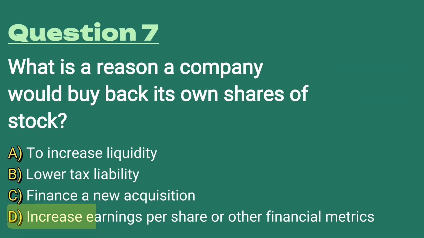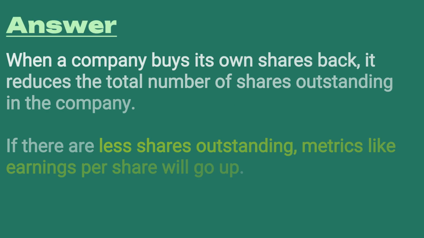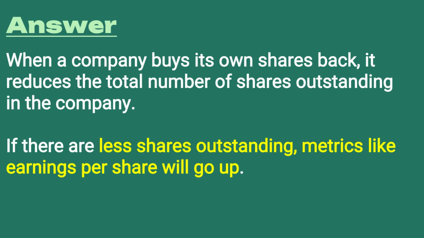The answer is D, to increase earnings per share or other financial metrics. When a company buys its own shares back, it's reducing the total number of shares outstanding in the company. If there are less shares outstanding, metrics like earnings per share will go up, because earnings per share, you're taking the net income less your preferred dividends divided by the average shares outstanding. So if there's less average shares outstanding, a lower denominator, you're going to have a higher earnings per share number.